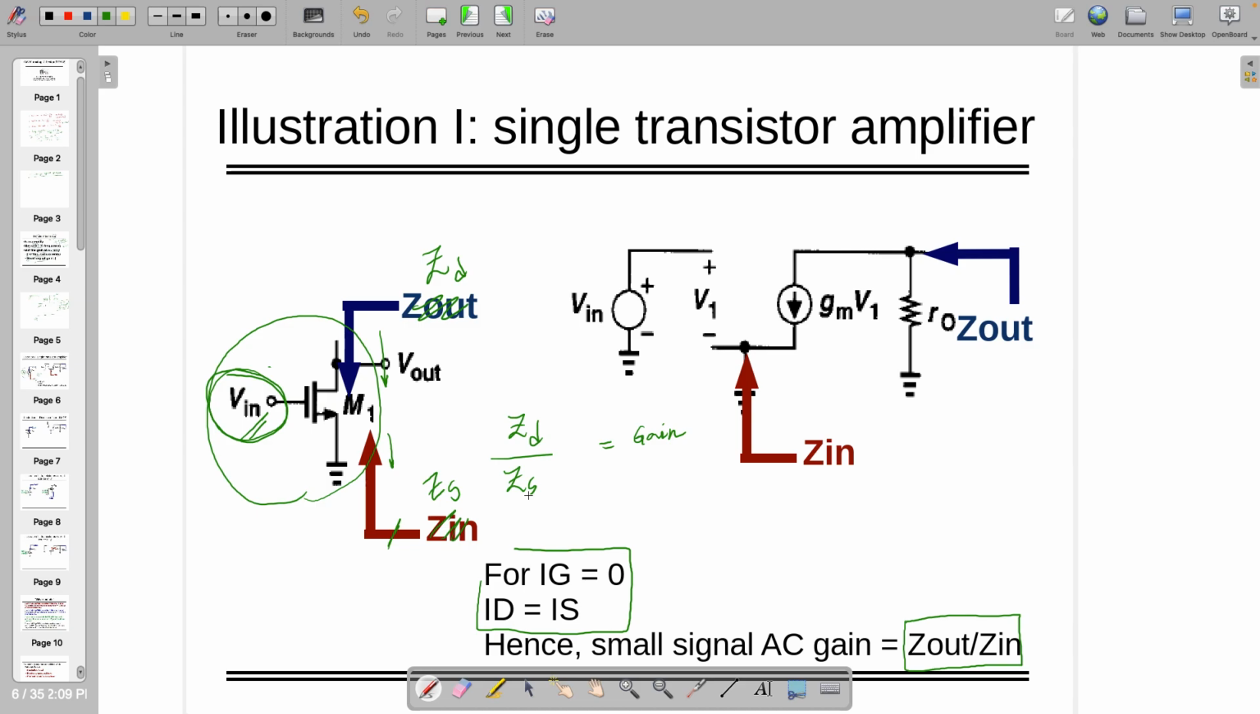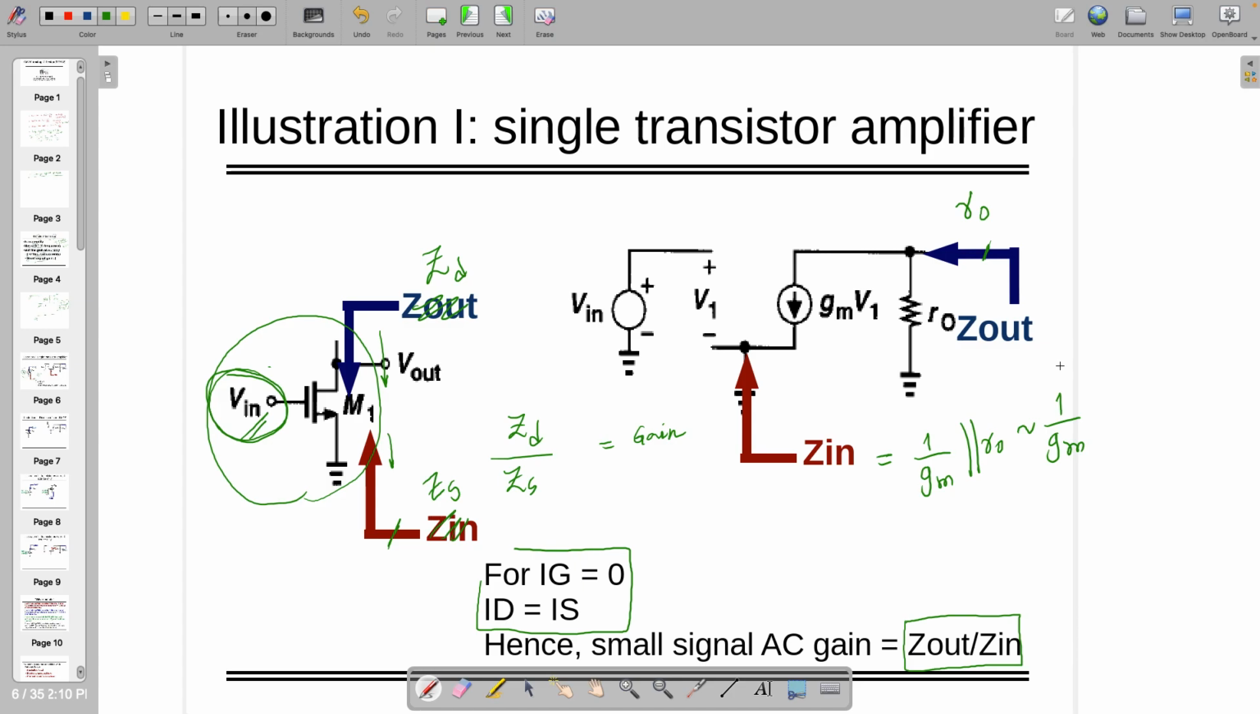So if I'm interested in finding the impedance at the source terminal, what is the impedance? 1 by GM in shunt with RO. You can approximate this to 1 by GM if you wish. Looking from the drain side, what is the output impedance? Only RO. There is no GM because this is already VGS, so gate and drain are both shorted. So we are following the same Thevenin theorem. These two are the things, that's fine.